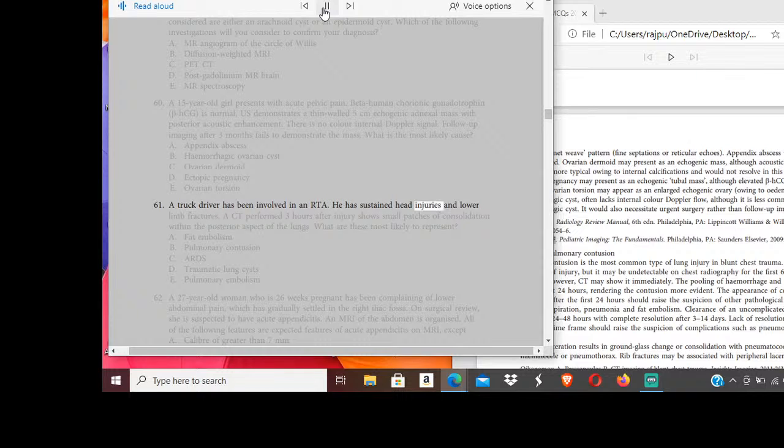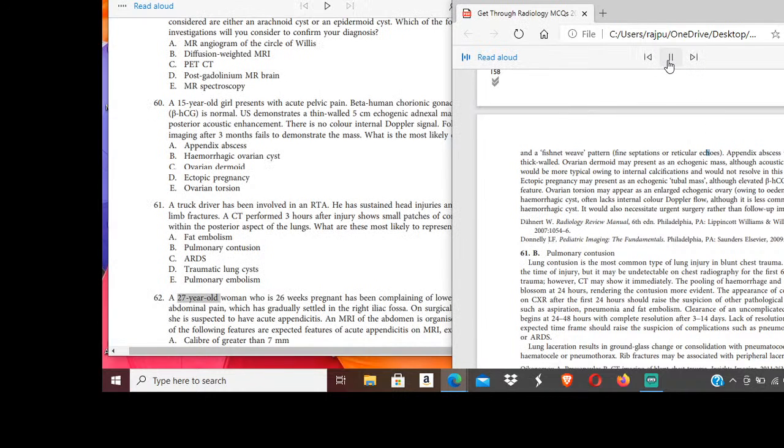61. A truck driver has been involved in an RTA. He has sustained head injuries and lower limb fractures. A CT performed 3 hours after injury shows small patches of consolidation within the posterior aspect of the lungs. What are these most likely to represent? A. Fat embolism. B. Pulmonary contusion. C. ARDS. D. Traumatic lung cysts. E. Pulmonary embolism. 62.